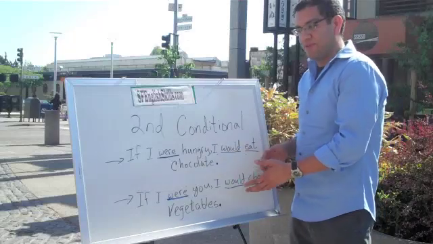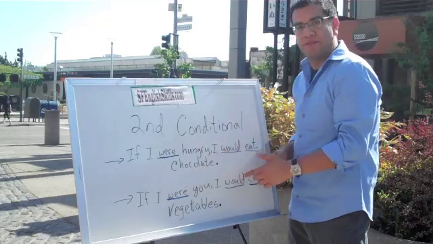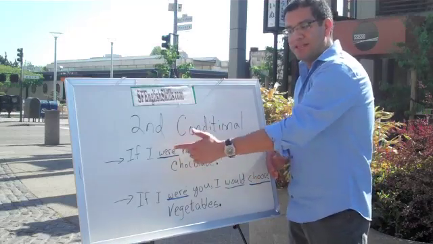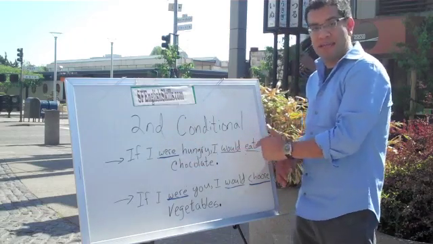Now let's look at some examples. If I were hungry, comma, I would eat chocolate. Were is past simple of to be. Would plus base form of eat.